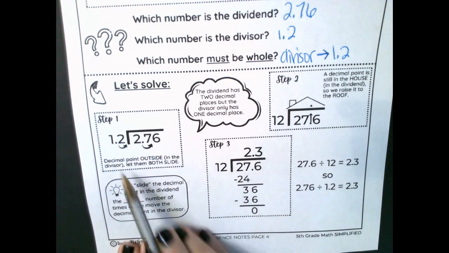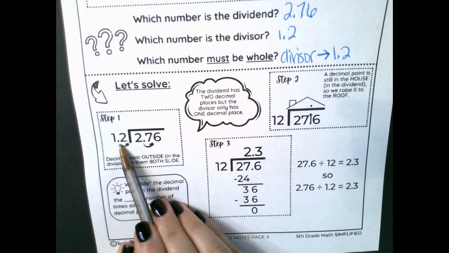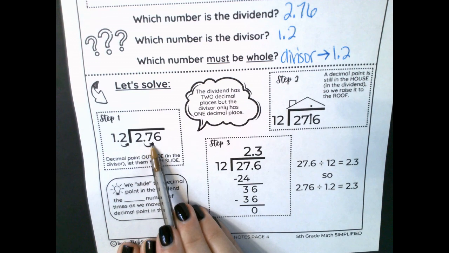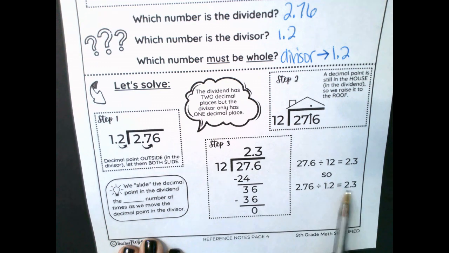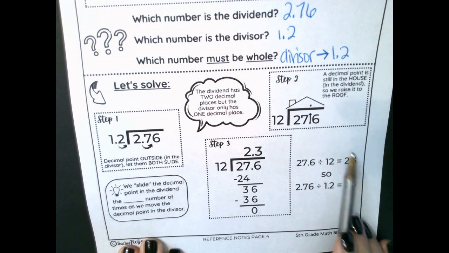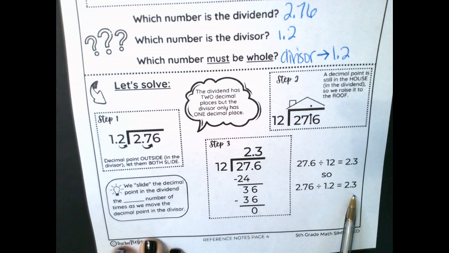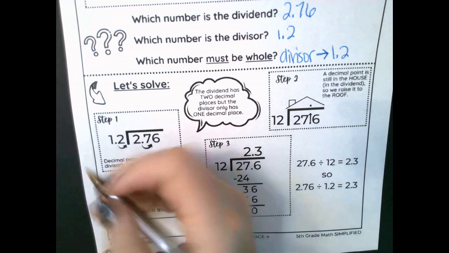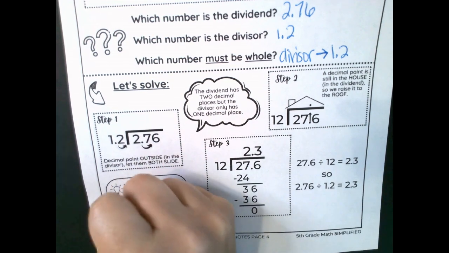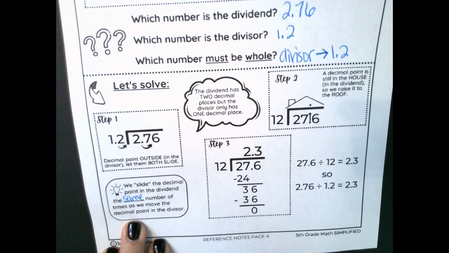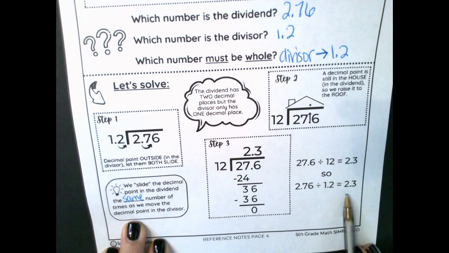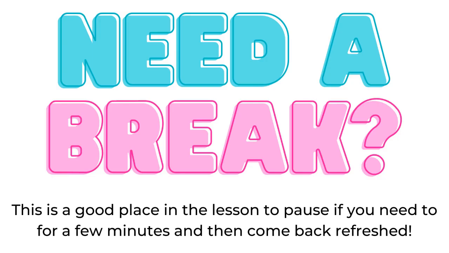And that's because we multiplied 1 and 2 tenths by 10 and we multiplied 2 and 76 hundredths by 10. So that keeps the value the same, so we get the same quotient. Here it says we slide the decimal point in the dividend the same number of times as we move the decimal point in the divisor, and that keeps the value the same.